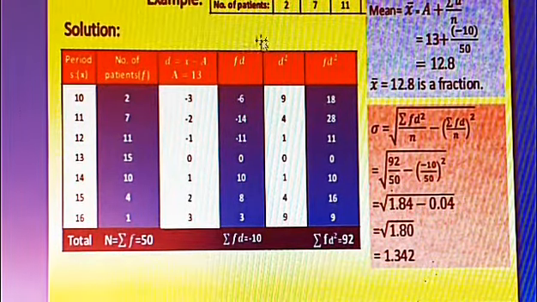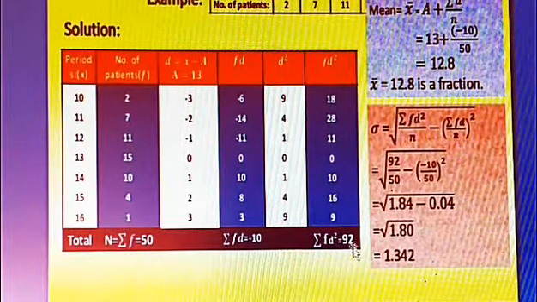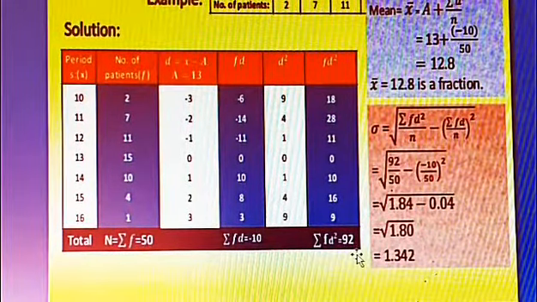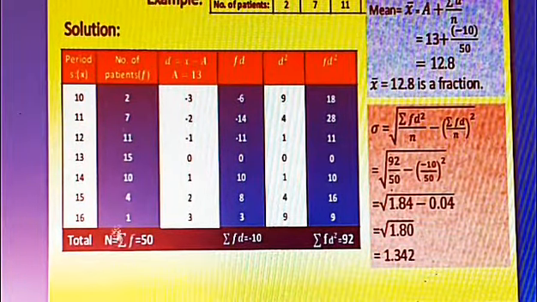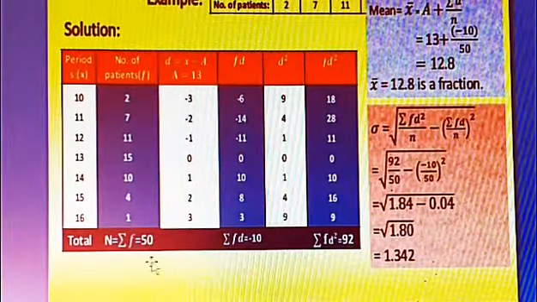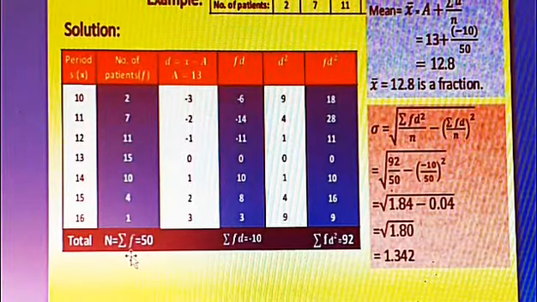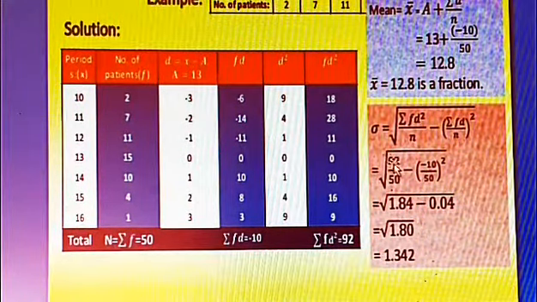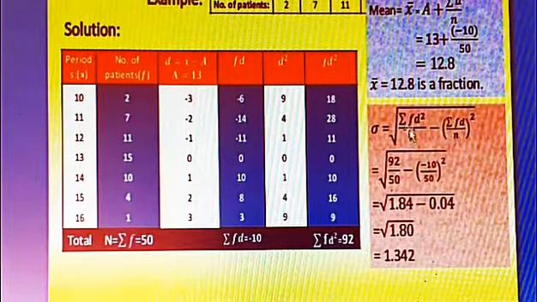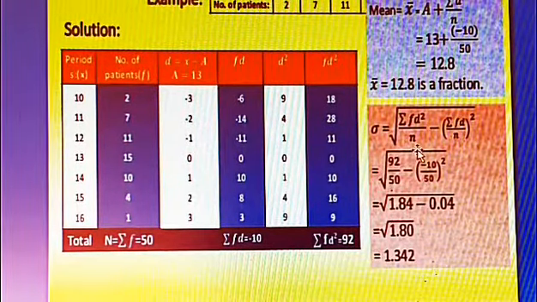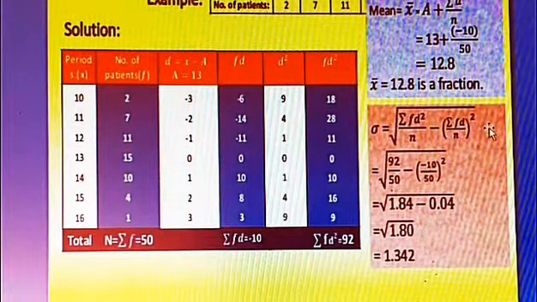Okay, students. Then you total this column. You're getting 92. Total this column, you get negative 10. And the total frequency will give you 50. Now what we have to do is just substitute in the formula. Sigma is equal to under root of summation of fd square divided by n minus summation of fd by n the whole square.